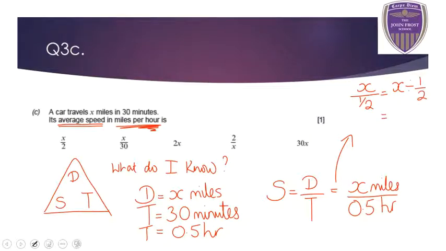Remember the rules of dividing fractions. X times 2 over 1, which will be 2x, which is the correct answer.